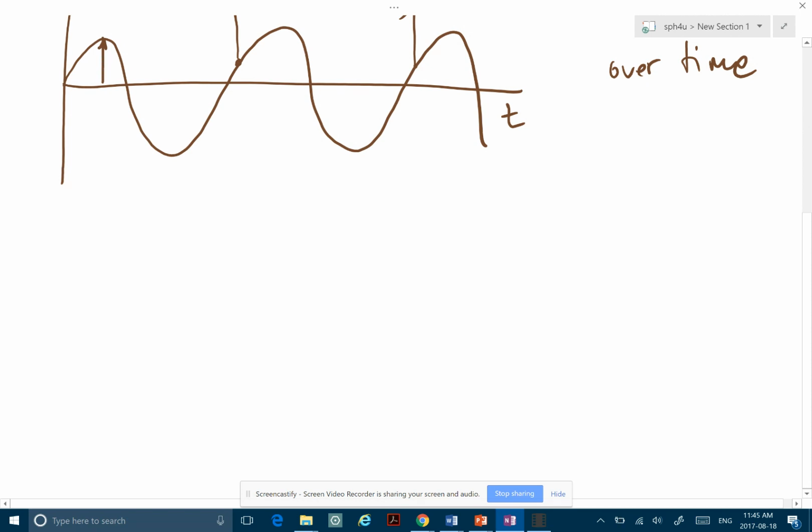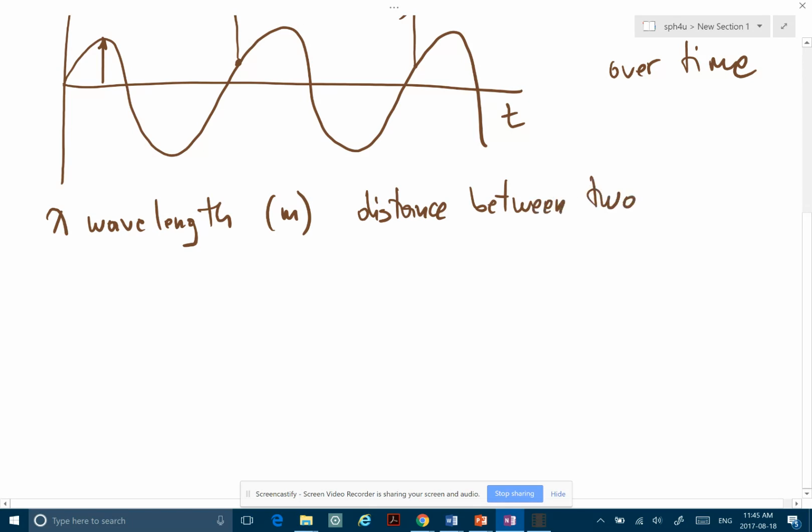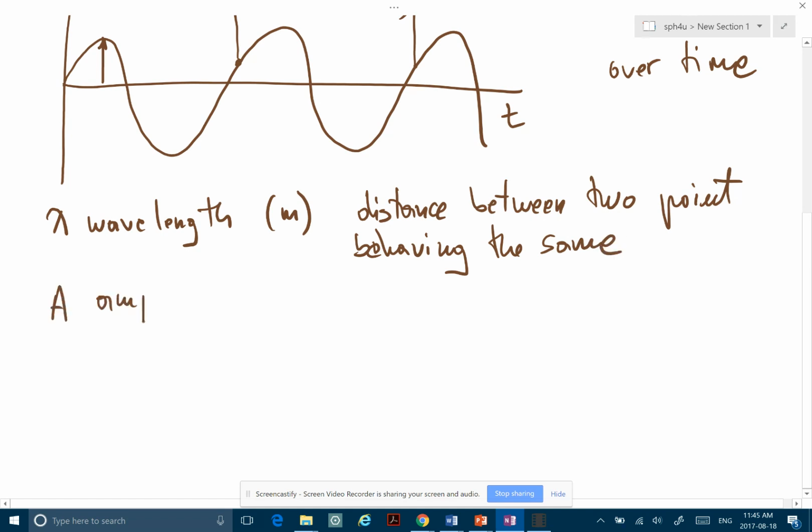So let's start listing them. So wavelength, we use the Greek letter lambda. It's measured in meters and is the distance between 2 points behaving the same. All right. And then we have A for amplitude.